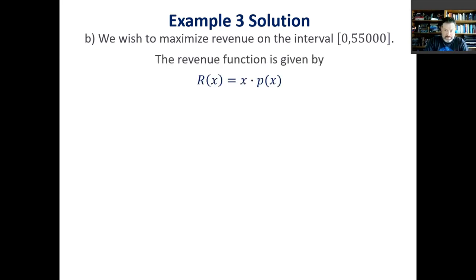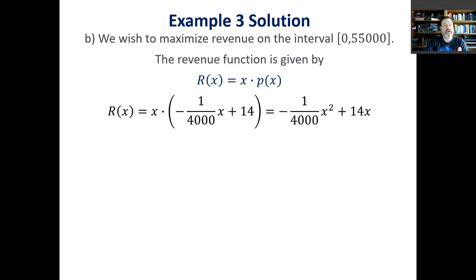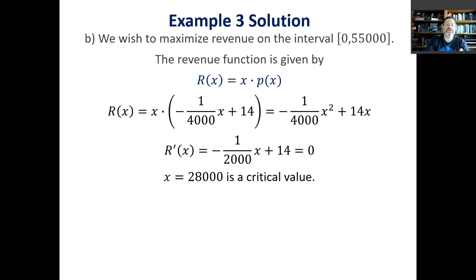So we plug in the revenue function. Right? We know P of X, so we just plug everything in. We just carry that over from the previous slide. Now this is what we're trying to optimize. So we want to find the derivative and set it equal to 0. Very easy derivative. And you solve this and you get 28,000. So that's a critical value.